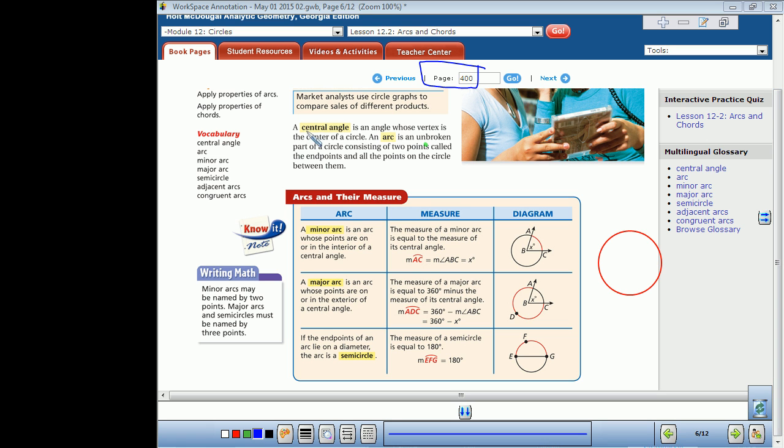All right, so today we're looking at central angles and arcs. A central angle is an angle whose vertex is at the center of the circle. So let's draw one. Here's a circle. There's the center. That right there is a central angle. It's just an angle whose vertex is at the center of a circle.